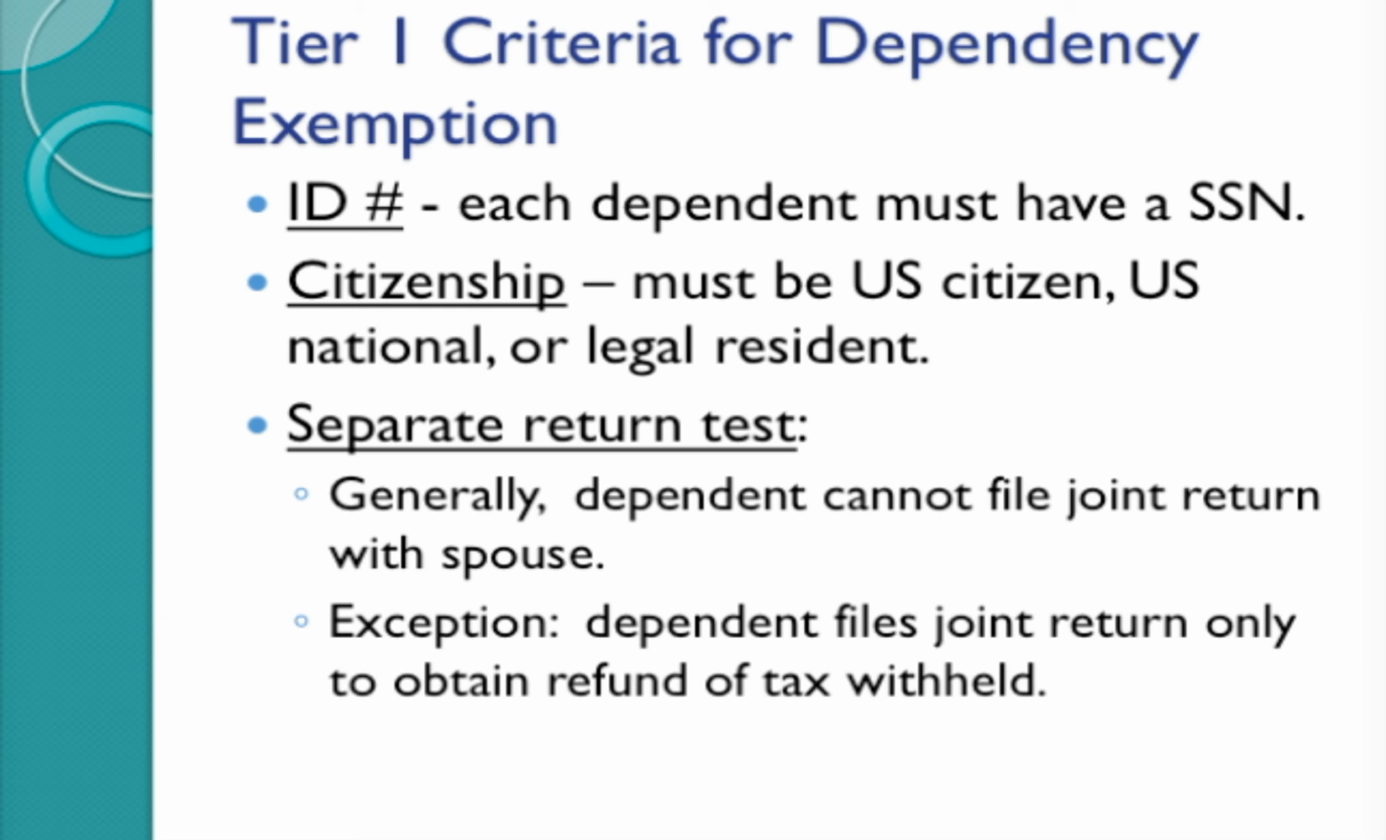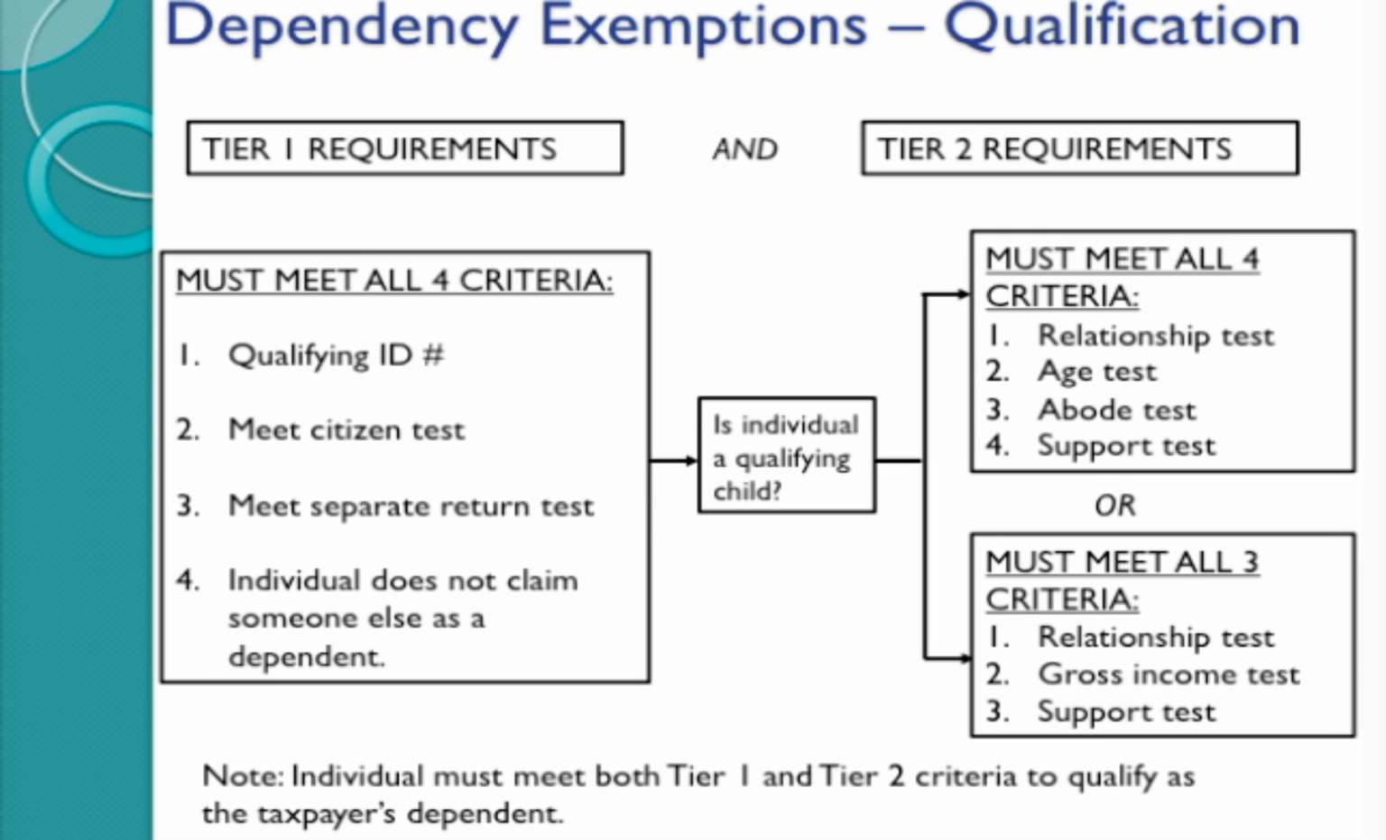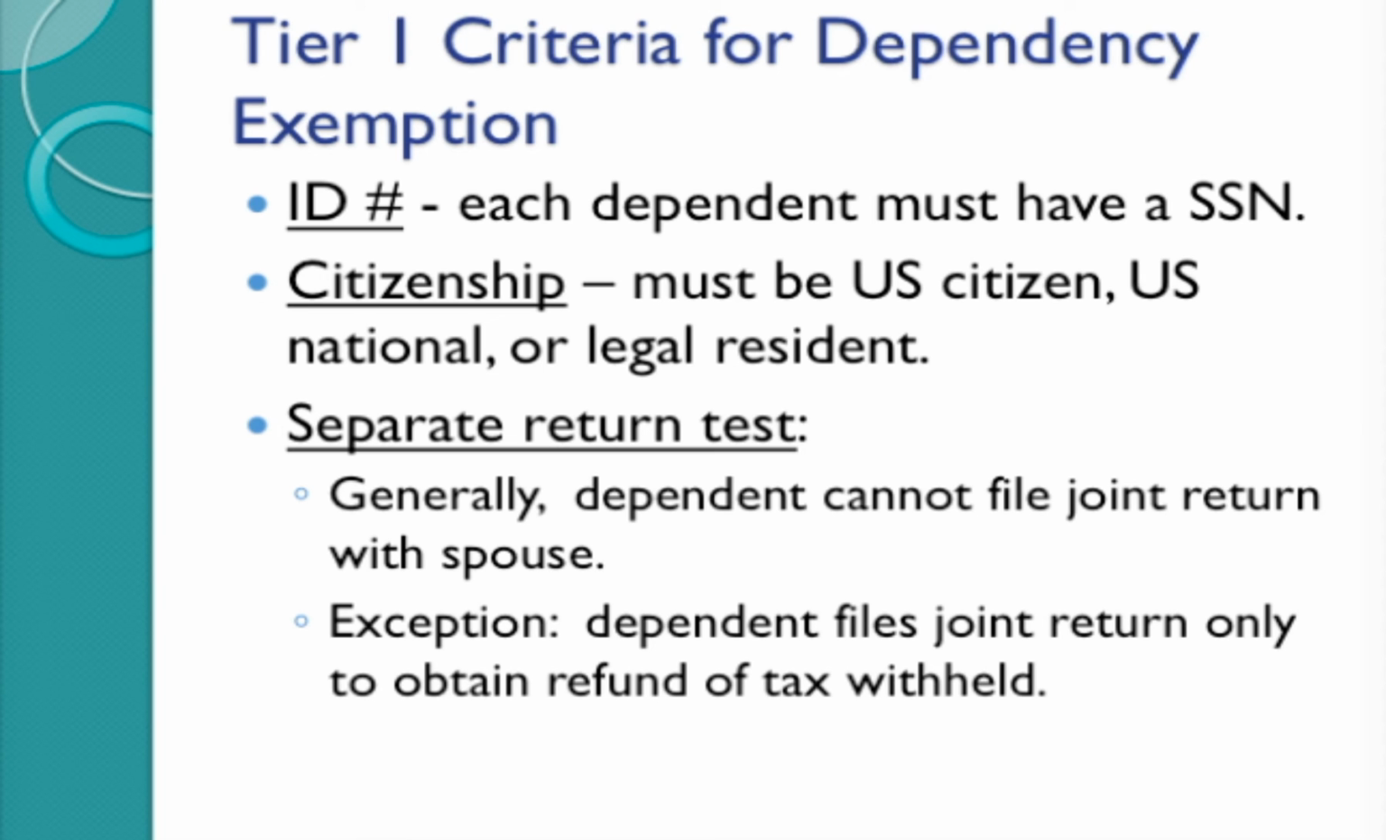These are the Tier 1 requirements from the previous slide, broken out into more detail. The separate return test, and again, I don't know if I explained this in the last slide, but if we look back at this slide, you'll see that their Tier 1 requirements for any dependent would have to meet those. And then there's two types of dependents under the Tier 2 requirements. So for Tier 1, anyone being claimed as a dependent would need to meet these.